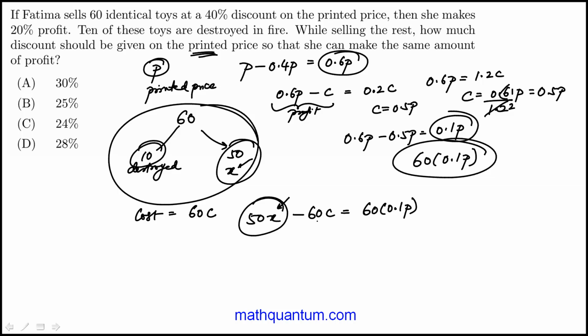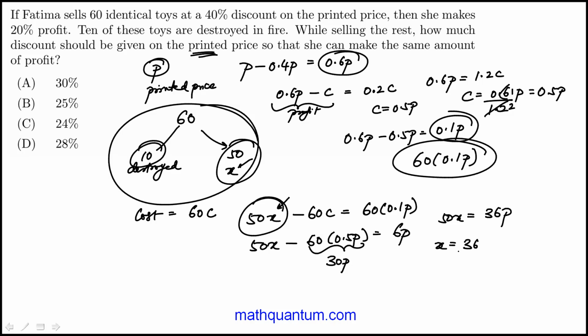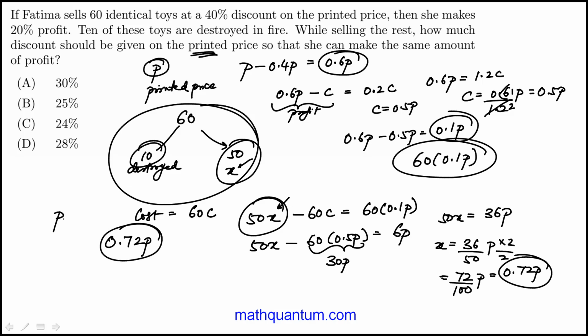And this becomes 50x minus, and 60 times C we know is 0.5p. So that's 6p. That becomes 30p. So 50x becomes 36p, or x becomes 36 over 50p, which if you multiply by 2 over 2 is 72 over 100p, or 0.72p.